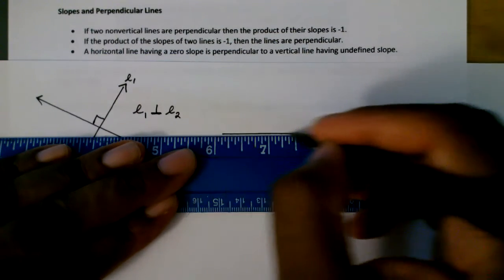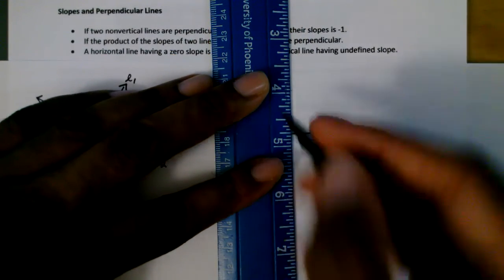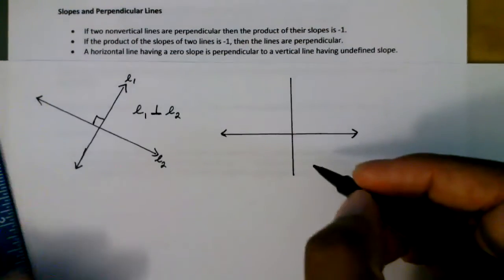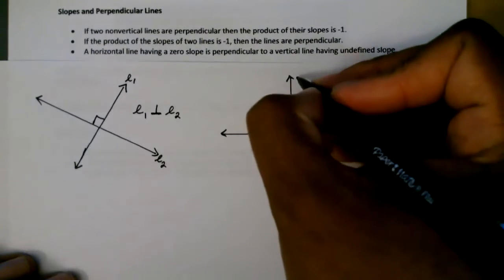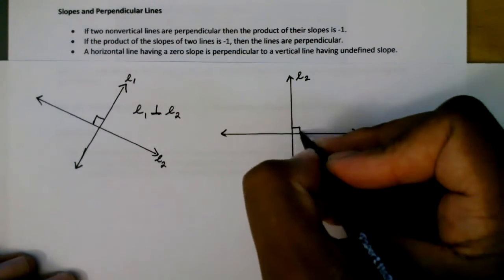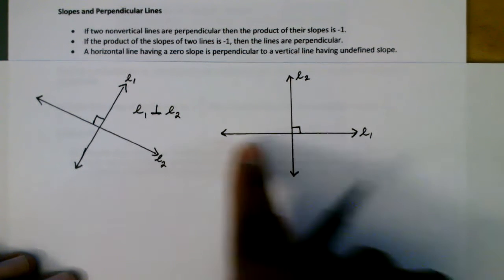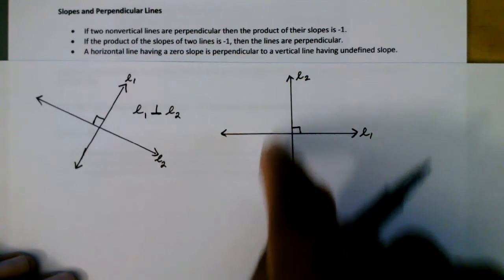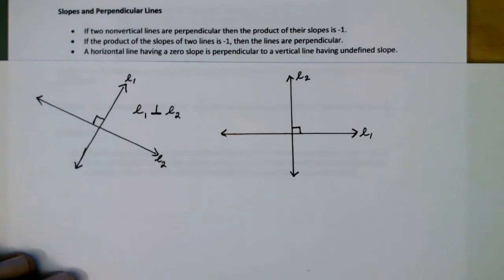An illustration of that would be, here's a horizontal line, and then we've got a vertical line like this. I'll call this L1 and this vertical line L2. They're perpendicular to each other. The horizontal line has a 0 slope. The vertical line has an undefined slope. So those two will be perpendicular.